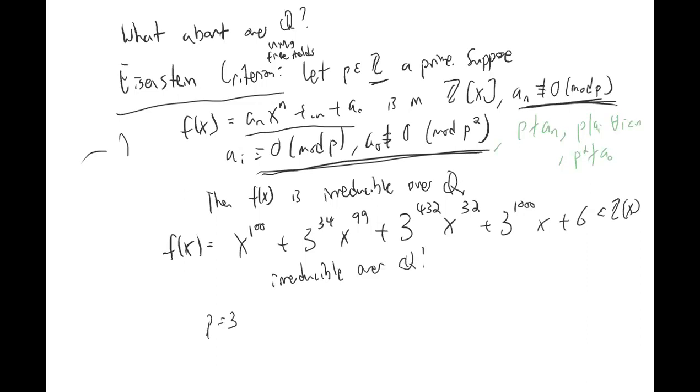3 does not divide a_n, because a_n is 1. 3 divides this term, 3 divides this term, 3 divides this term, 3 divides this term, and 3 squared does not divide this term. So from here, it's irreducible by Eisenstein.